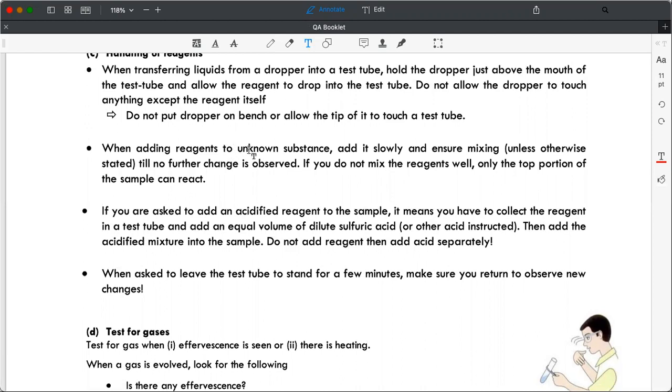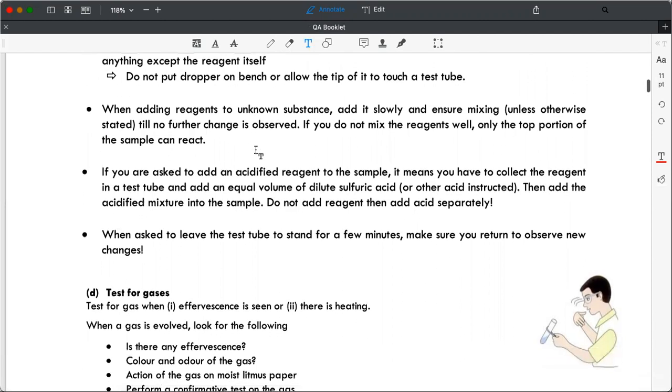When adding reagent to an unknown substance, please add slowly and ensure mixing. If you do not mix the reagent well, only the top portion of the sample can react. So if you can shake thoroughly, that will be good. But if you are given a glass rod, then use a glass rod to stir to ensure better mixing. You need to ensure that the solution or the reagent is well mixed.